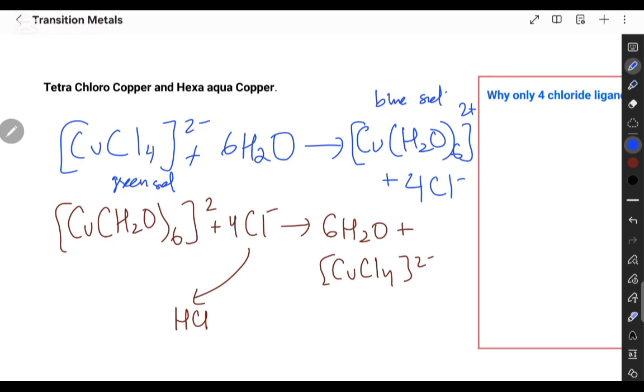And then if you take this blue solution and add your HCl to this, which will supply your chloride ions, and you must make sure the HCl is concentrated, then you're going to go from your blue solution back to your green solution. Now you'll notice, why do we only have 4 chlorides that are attacking and forming the dative bonds, whereas we have 6 water ligands that are attacking and forming dative bonds?